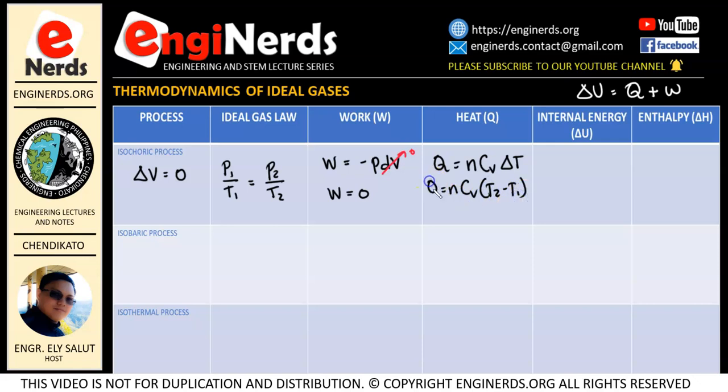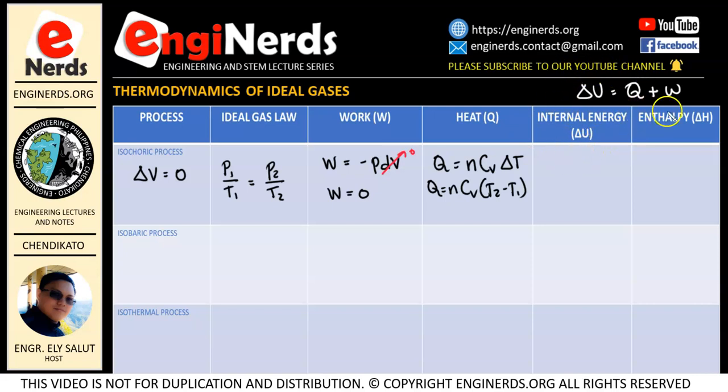Okay, so this is equal to Q, where N is the number of moles, CV is the specific heat measured at constant volume, and T2 minus T1 is in Kelvin or degrees Celsius. Okay, so we learned that in our chemical engineering calculations, right? That the change in temperature in Kelvin is just equal to the change in temperature in Celsius.